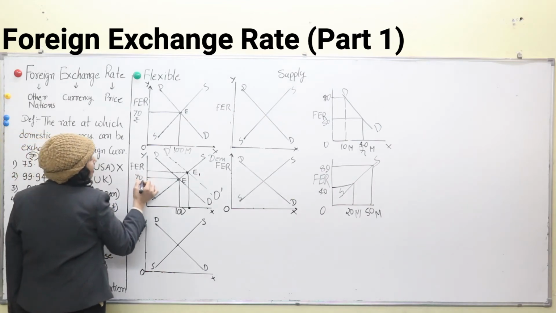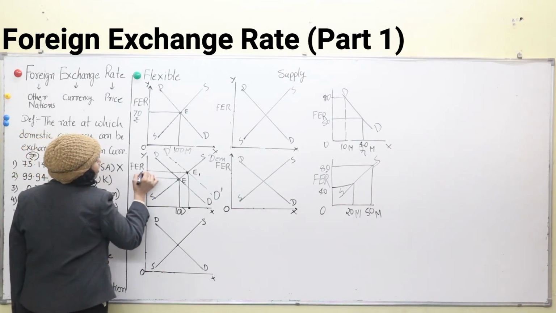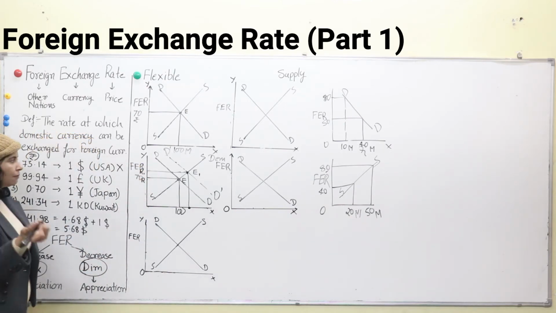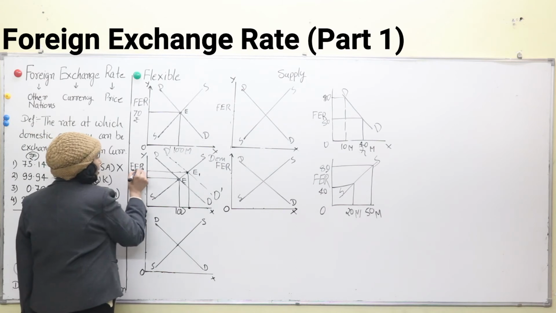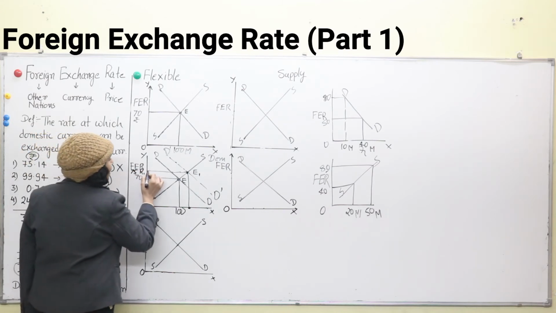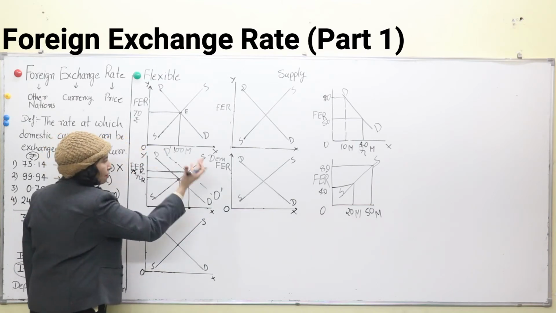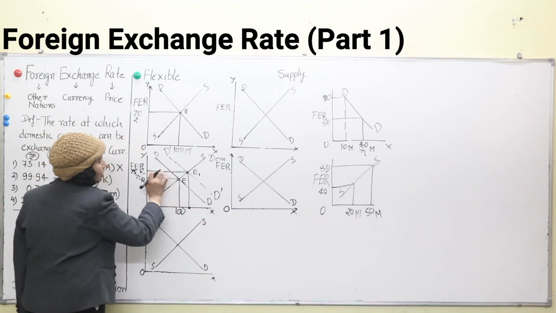That means the rate, which was supposed to be R, is increased to R1. So it may be 75 rupees per dollar or something like that. You can write 75 over here. No worries about that. Just join these two lines. Okay, here you have made a new box. This was the initial box, and this is the new box.